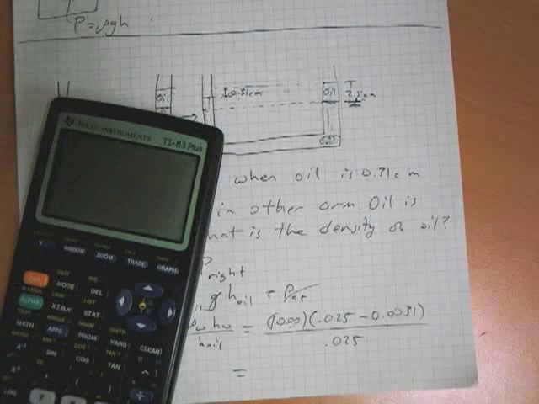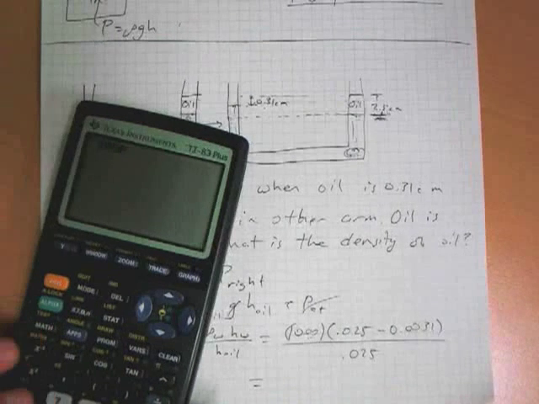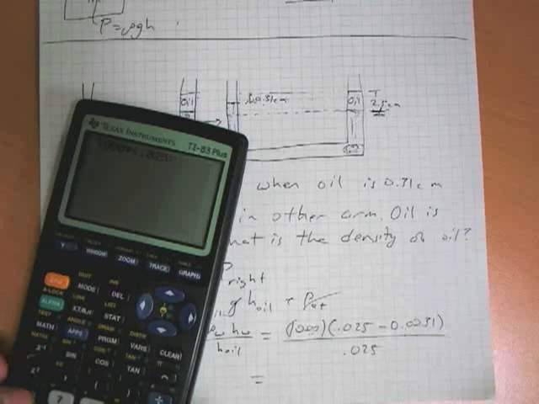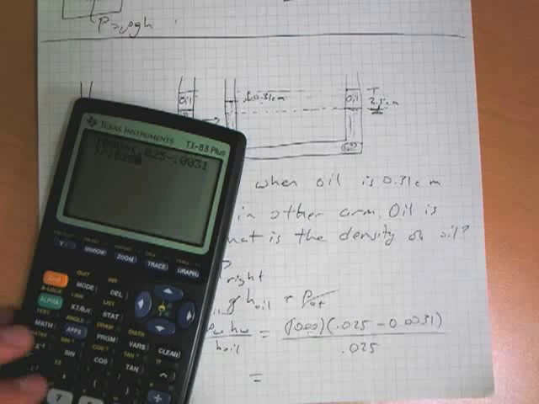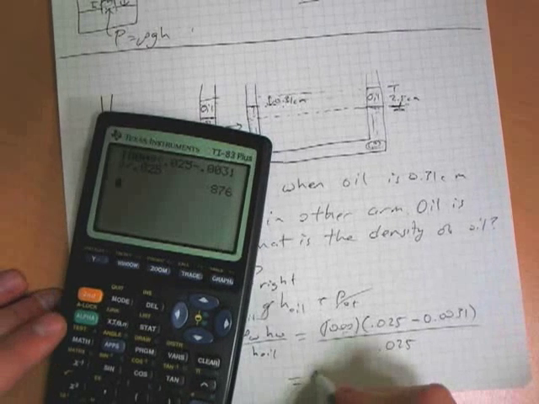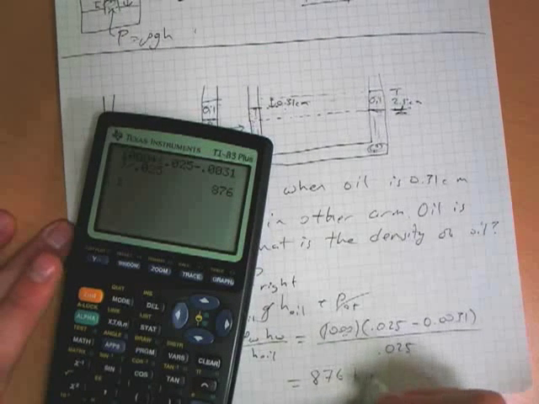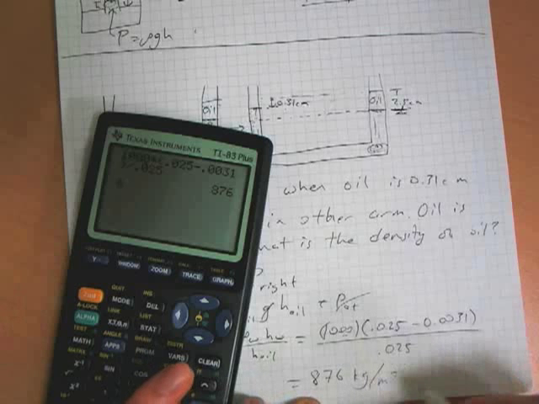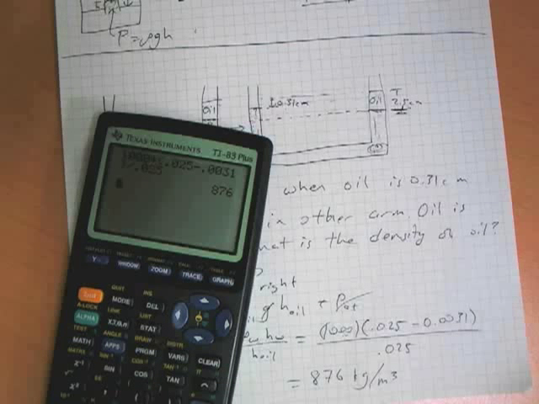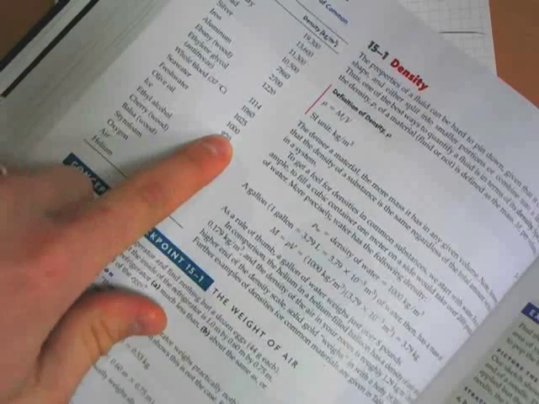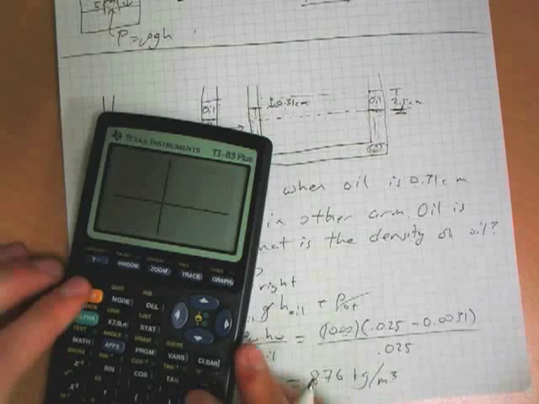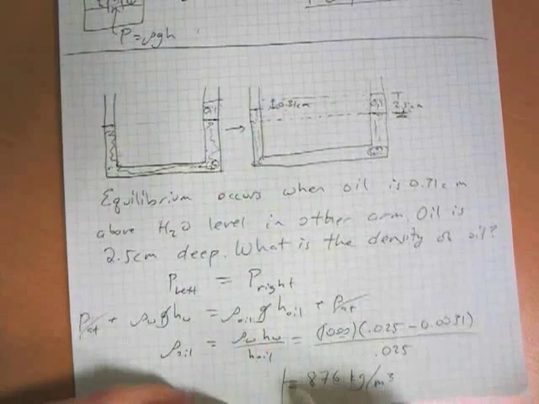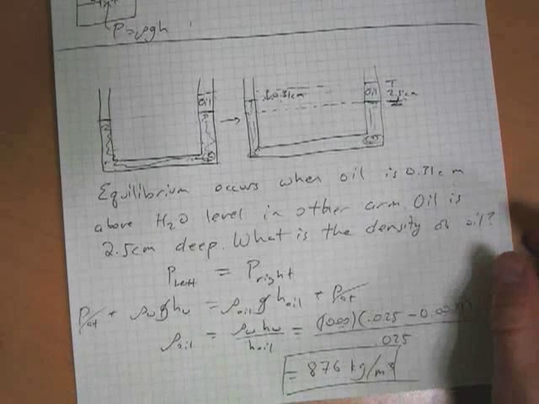But then we can calculate this out. 1,000 times 0.025 minus 0.0031 divided by 0.025. And we get that the density of that is 876 kilograms per meter cubed. If I consult my chart, 876, well, I guess that's somewhere between ethyl alcohol and olive oil. So I don't know what it is, but some kind of alcohol or oil, or I guess I said it was oil. Anyway, so that's how you can go about doing a problem like that.